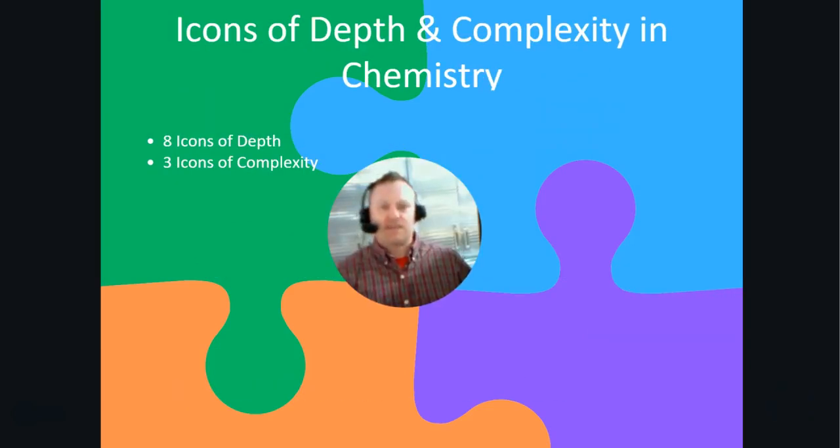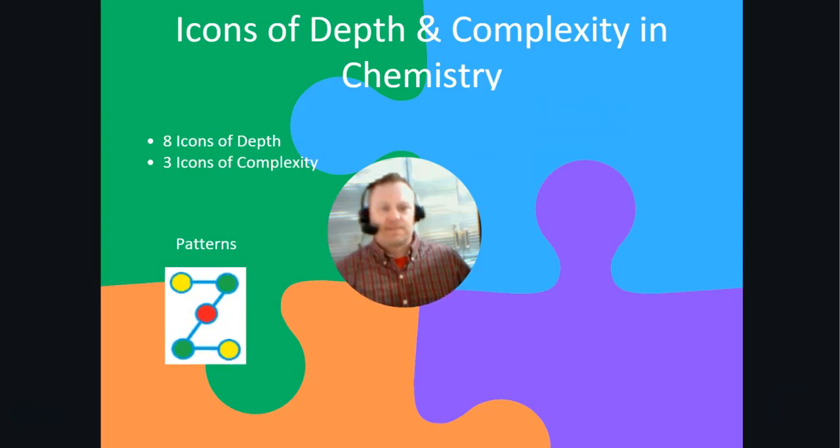In order to reach the depth and complexity of knowledge expected for the standard, we are going to use the icons of depth and complexity offered by Kaplan. In particular, there are 8 icons of depth and 3 icons of complexity. We'll focus in on the following: the patterns. What patterns are we seeing? What trends might be there?